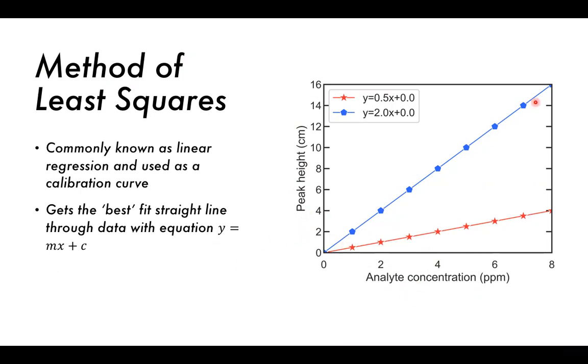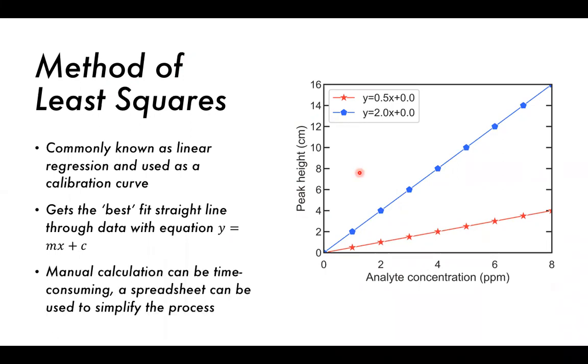So it is going to be proportional to the analyte concentration. The equation of this line is y = mx + c, where m is the gradient of the line and c is going to be our y-intercept. Manual calculation can be time consuming, and so a spreadsheet can be used to simplify this process. You can find the equations for the method of least squares in other videos or online or in your textbook even, and that will show you how to manually calculate these things. But ultimately, the spreadsheets that are commonly available are going to be sufficient to calculate these linear regression fits.